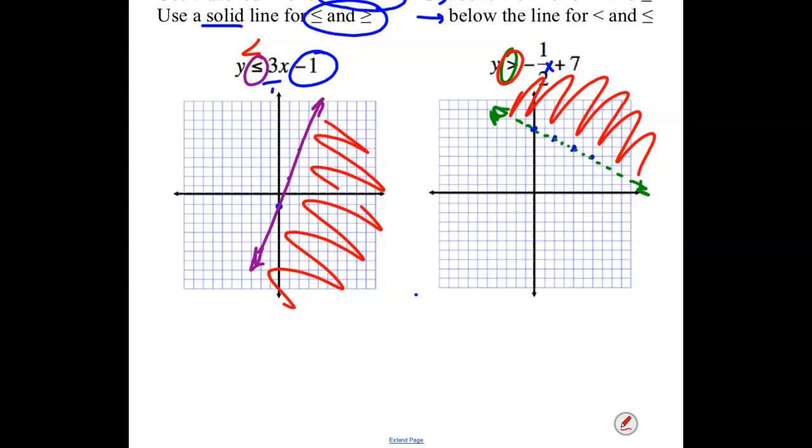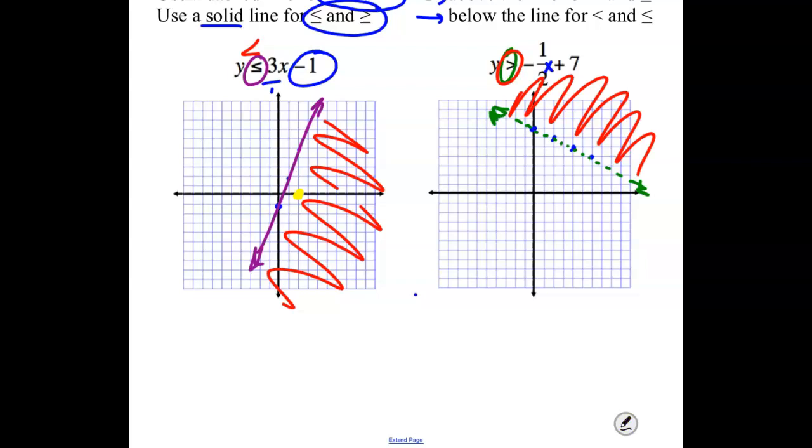Now, if you're not sure that you've shaded it correctly, you can always test a point. For example, let's say we test this point. Okay? It's in our shaded region, so it should work. So if we plug a 2 in, our x value is 2, our y value is 0, does it work?